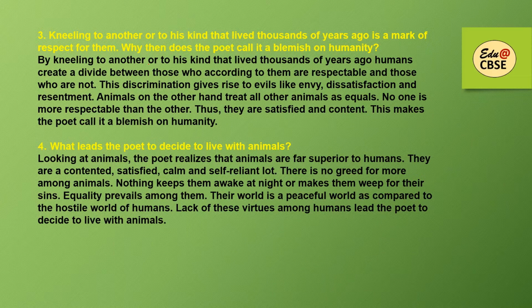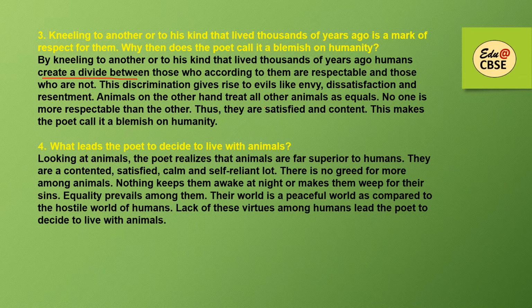By kneeling to another or to his kind that lived thousands of years ago, humans create a divide between those who according to them are respectable and those who are not. So ये इसलिए एक ब्लेमिश है क्योंकि ऐसा करने से जो ह्यूमन बीइंग्स है उन्होंने एक डिवाइड क्रिएट कर दिया है कि ये रिस्पेक्टेबल लॉट है और ये जो है ये इधर लॉट जो है ये रिस्पेक्ट के काबिल नहीं है. सो दिस डिस्क्रिमिनेशन गिव्स राइज टू इविल्स लाइक एनवी, डिससैटिस्फैक्शन एंड रिजेंटमेंट.